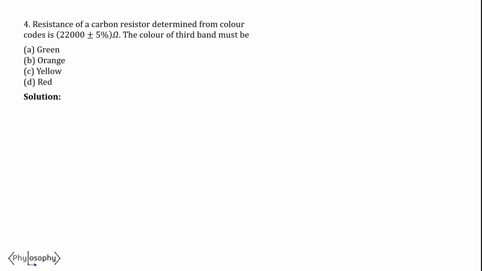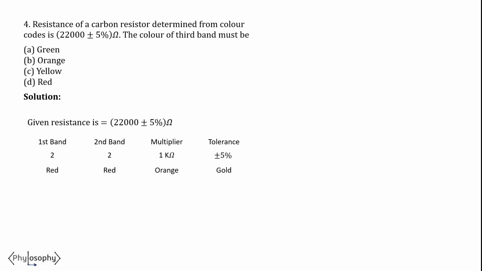So the given resistance is 22,000 plus minus 5% ohm. Here 5% is the tolerance, and according to the 4 band color code, the value of the first band is 2, second band is 2 and multiplier is 1 kilo ohm. Then you will get this resistance.